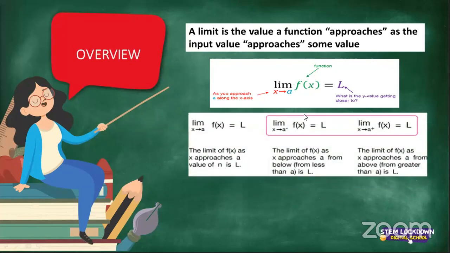This is what I was basically explaining: the limit of f of x as x approaches a certain value, and L represents the values of y. The other thing that we did yesterday was to check the limit as x approaches a certain value from the left and from the right. So remember, this is from the left, which is represented by this negative. Let me just highlight that.